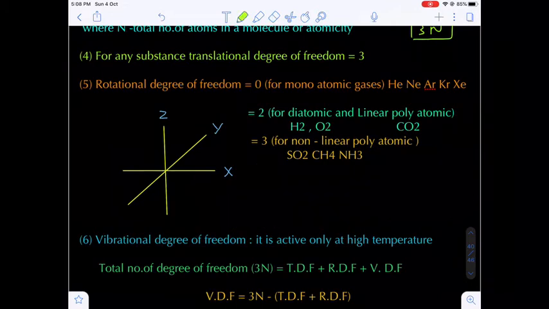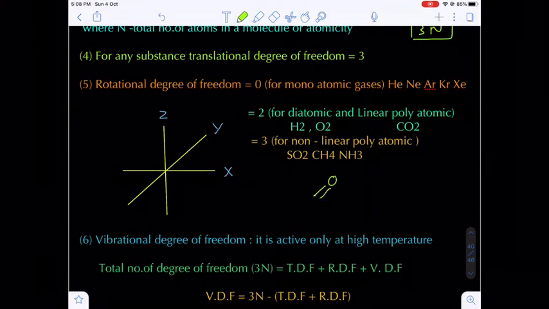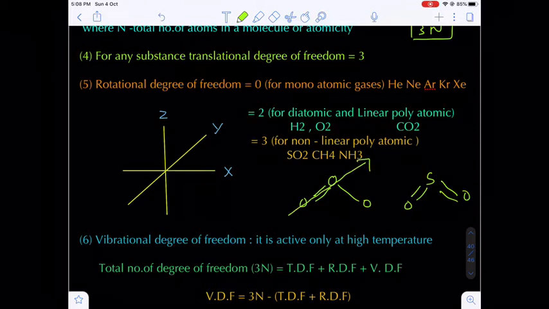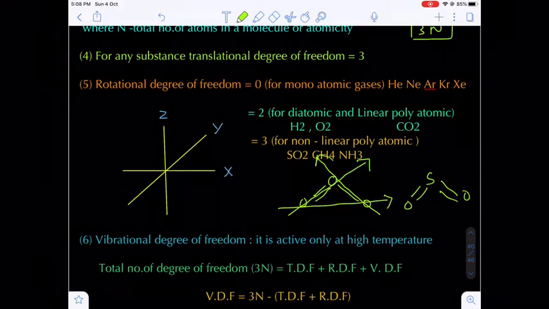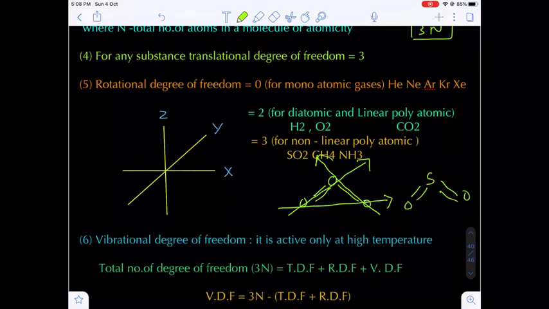Now in the case of non-linear polyatomic gases, let's consider ozone, or let's consider sulfur dioxide. Now here there are 3 different types of rotation. Let's suppose one rotation along this axis, one rotation along this axis, and along these two considering one more rotation. That means if it is polyatomic and non-linear, remember, there will be 3 different modes of rotational degree of freedom. But when it is linear, it will have only 2 modes. So this is very important.